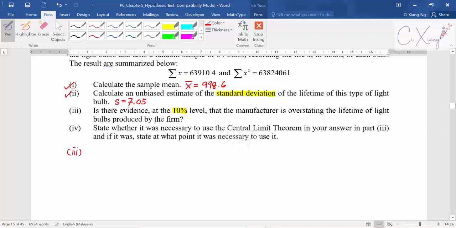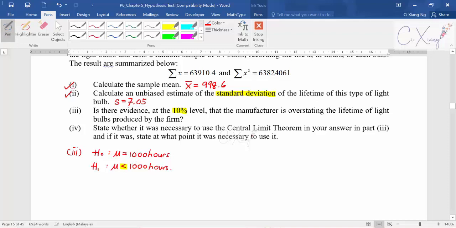For part number 3, they want you to carry out the test. What is your null hypothesis? It should be mu equals 1000 hours. I think I mentioned to you before, all the units are important here. And then for the alternative, the mu is overstating. Since the 1000 is overstating, it means that we should expect less than 1000 hours. So this is your alternative hypothesis.